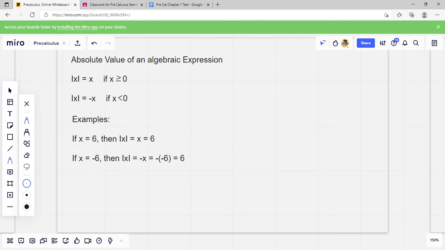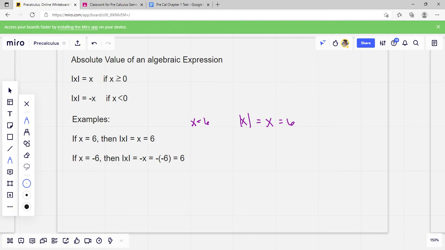So if x equals 6, the absolute value of x would be x, which would be equal to 6, right? So we've got x equals 6, and we want the absolute value of x, which is just x, so that's going to equal 6.